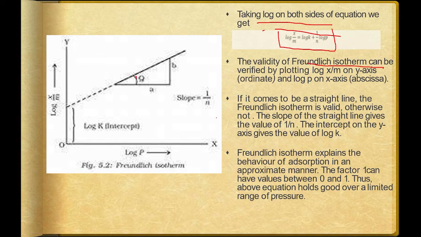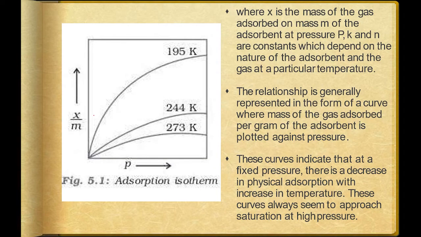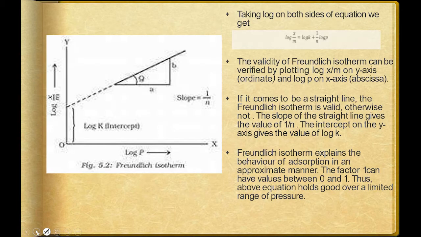Now, if you plot a graph between log x by m and log p, taking log on both sides, then log k is the intercept and the slope is 1 by n. So this 1 by n gives me the slope of this graph.